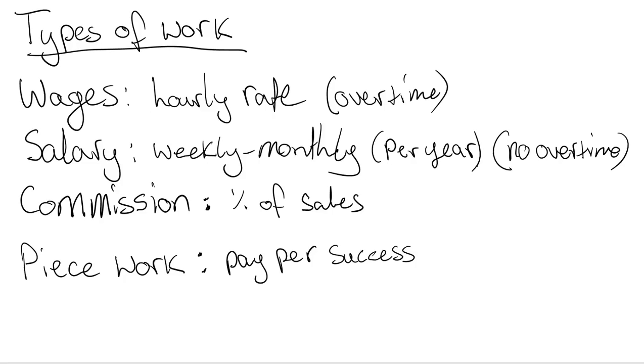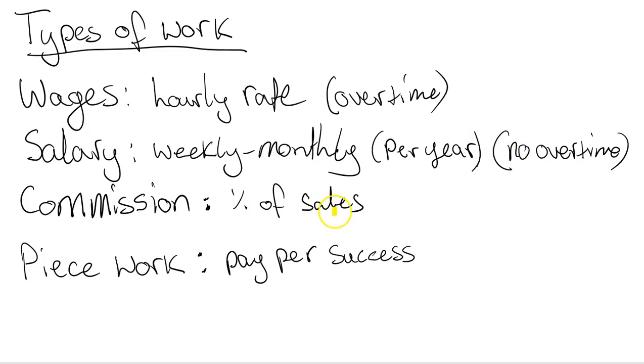Section 1.3, Earning and Income. So we have some definitions of different types of work. We have wages, which are always based on an hourly rate with the possibility of overtime. We have salary, which is usually calculated either somewhere between weekly and monthly or even per year, and there's very rarely overtime included in that kind of thing.